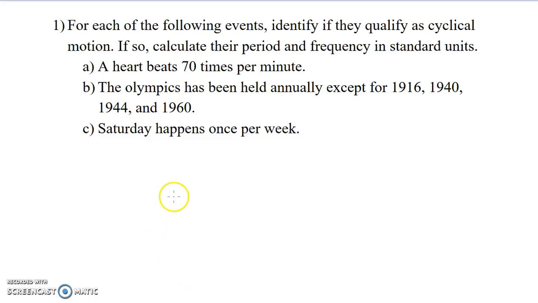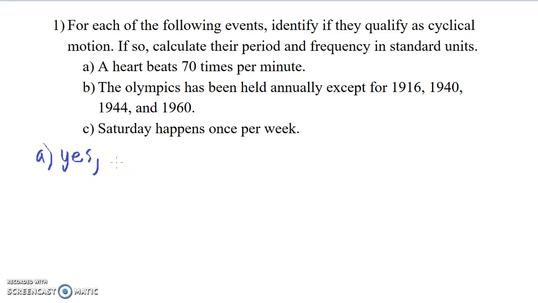So it's saying, okay, well, we have the following events. Identify if they qualify as cyclical motion, and then if they do, calculate their period and frequency in standard units. So let's start with A. We have a heart beating 70 times per minute. That is pretty fast. That's happening at a regular amount of time between each heartbeat. So yes, we'd say that's cyclical motion because the heartbeat's predictable, it's happening over and over.